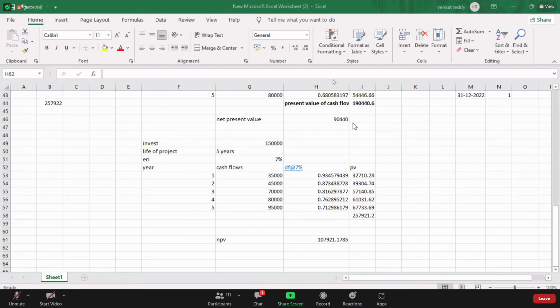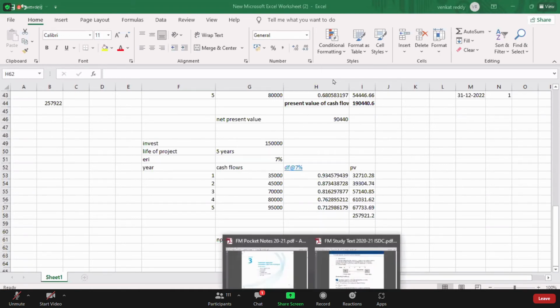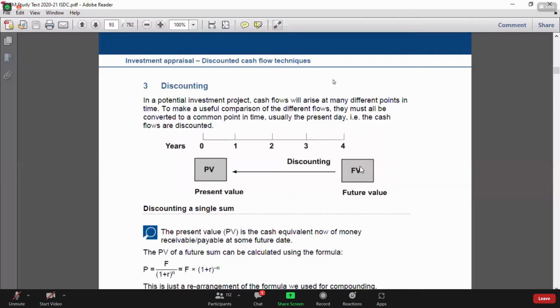Now this is nothing but the concept of discounting, and you can't even think about an FM paper without a question on NPV. Definitely NPV will be tested in your 20 marks case, and you might expect a scenario based question also from NPV. So the basic concept relating to discount factor, I hope it is clear.